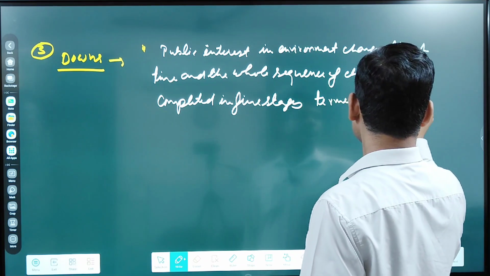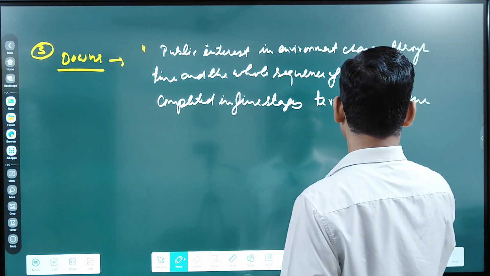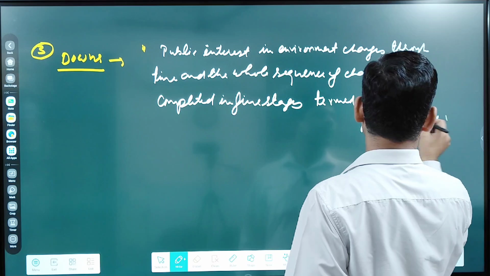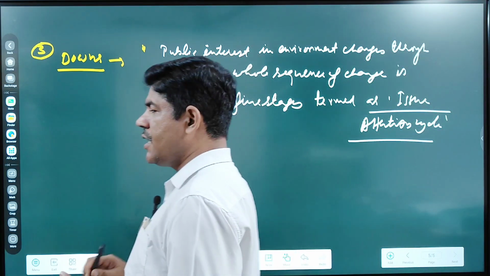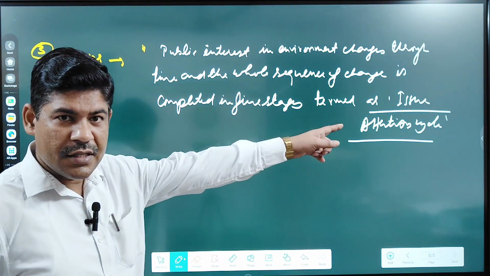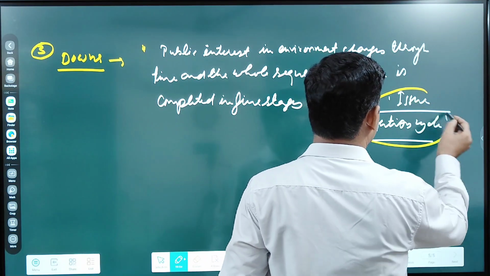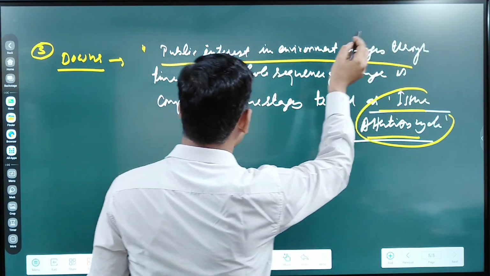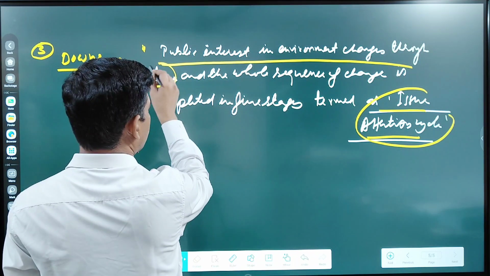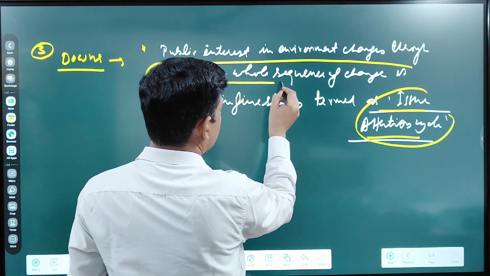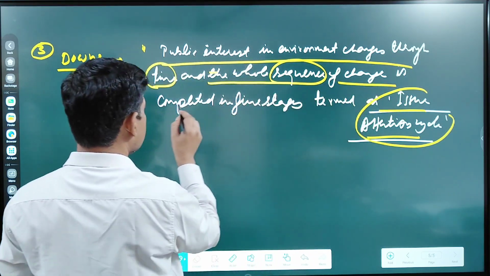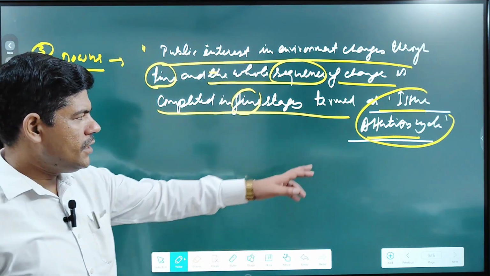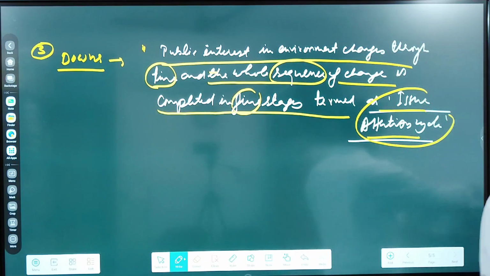We will discuss about this cycle, but not at this time. Public interest in environment changes through time, and the whole sequence of change is completed in 5 stages, termed as the issue attention cycle. Okay.